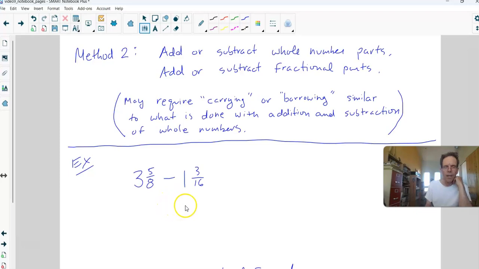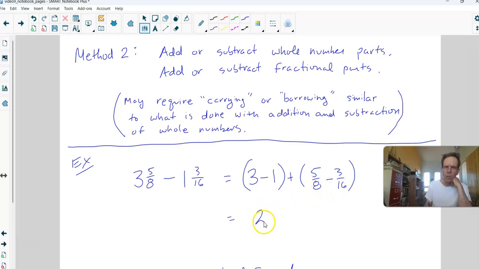We've got 3 and 5/8 minus 1 and 3/16. I think these are the same numbers, right? But basically, it's like saying we've got 3 minus 1, and then we also have 5/8 minus 3/16. So we're adding the whole number part plus the fractional part, but we're subtracting. So we're subtracting the whole number parts, and we're subtracting the fractional parts. You can see we still need to get common denominators here.